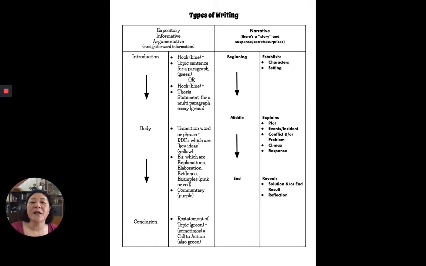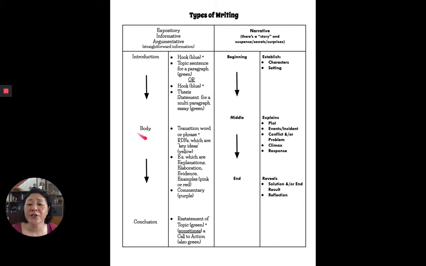So there are two types of writing that most writing falls into. So we have over here the expository, informative, and argumentative, which is straightforward information. In this type of writing, you will have an introduction. The introduction has these things: a hook, which is blue, and I'll explain the colors later, plus a topic sentence for a paragraph, which is green. Or if it's a multi-paragraph essay, it'll be a hook and a thesis statement. So that's all part of the introduction.